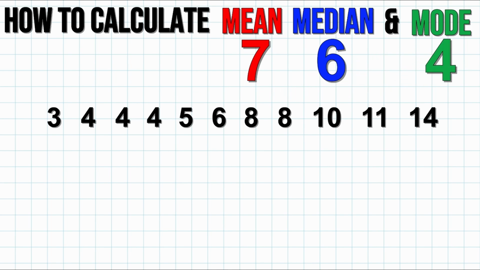So to recap, the mean is the average, the median is the middle number, and the mode is the most frequent number.